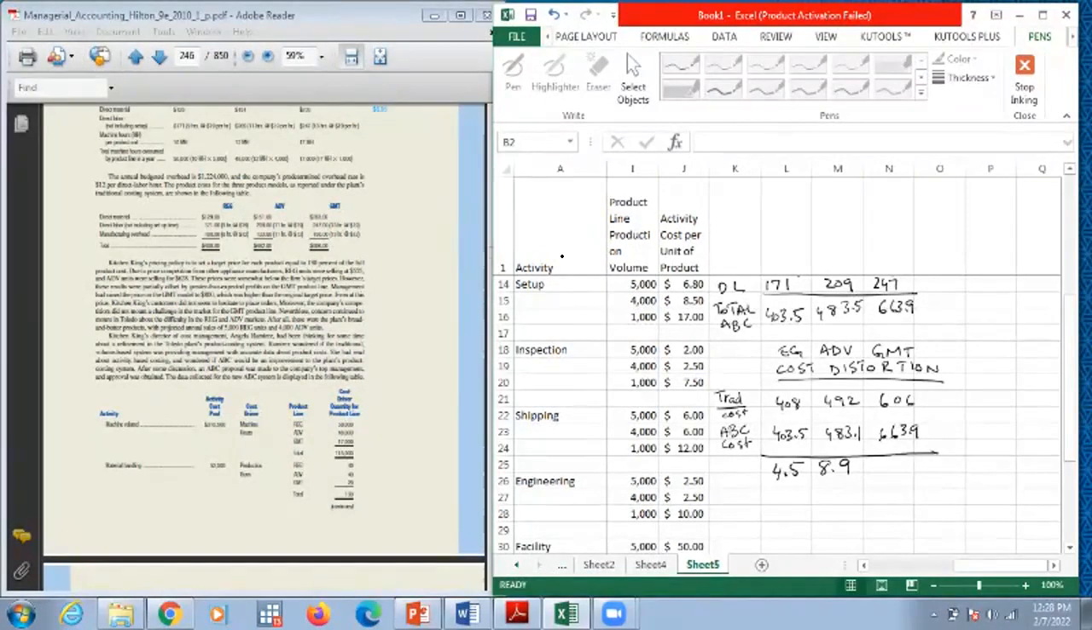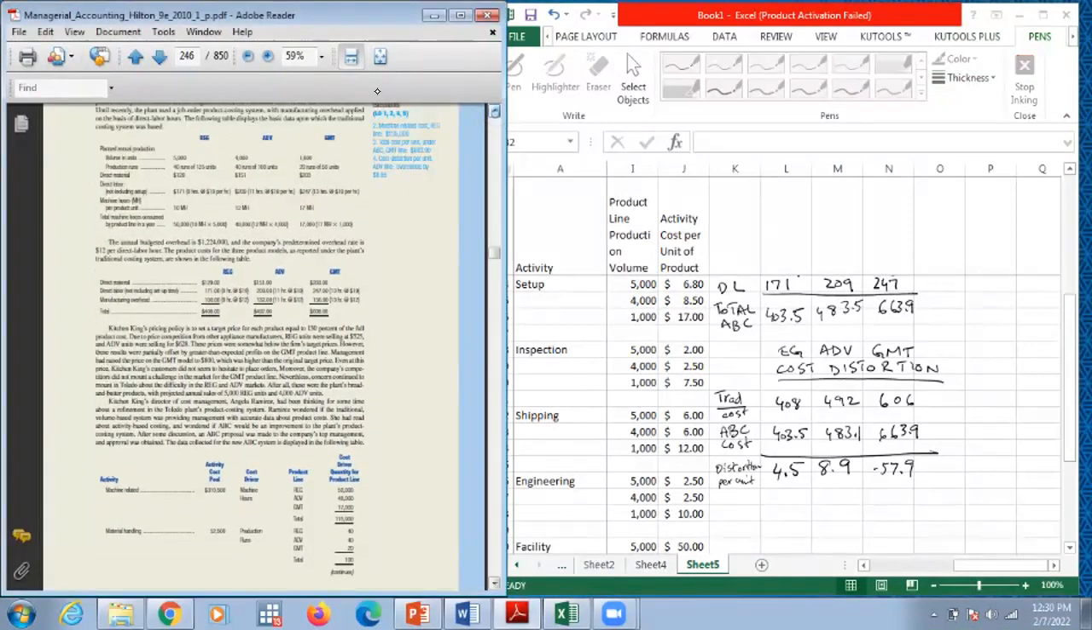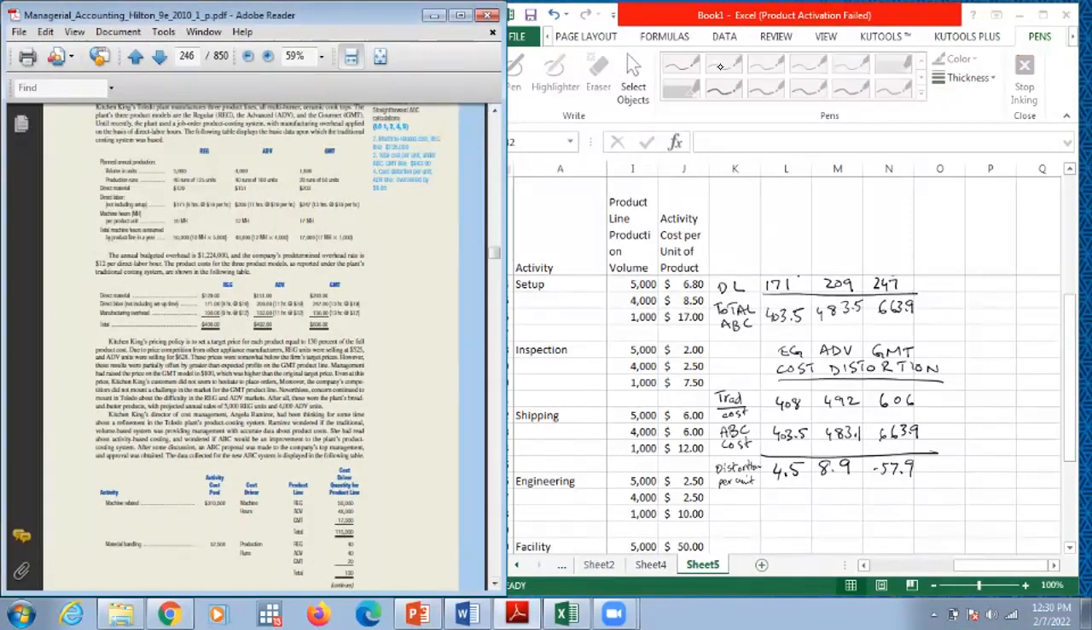And then 606 minus 663.9, and we have a total of 57.9. So now that we have the cost distortion per unit, we're going to be able to calculate the total distortion across the product line. This is distortion per unit. To calculate the distortion across the entire product line, we have to come back to our original information and see the volume in units. And essentially, we're going to multiply the distortion per unit by the volume of production.